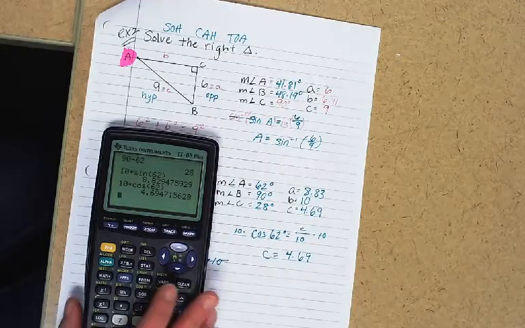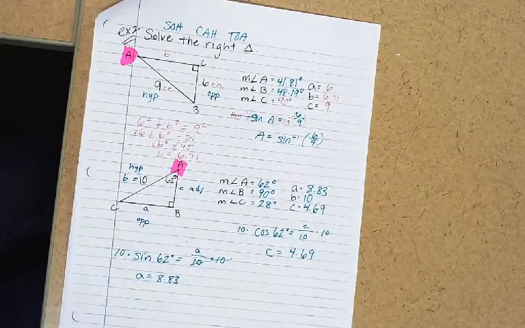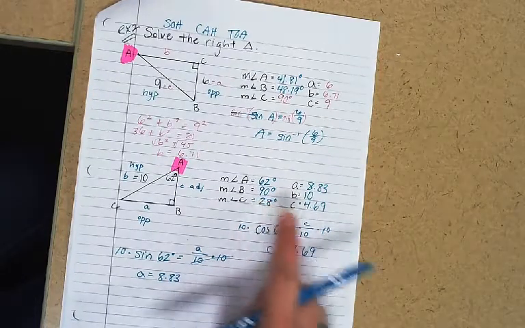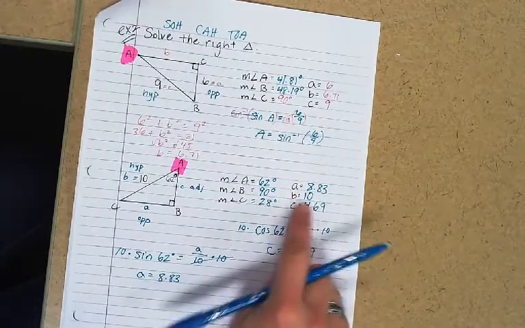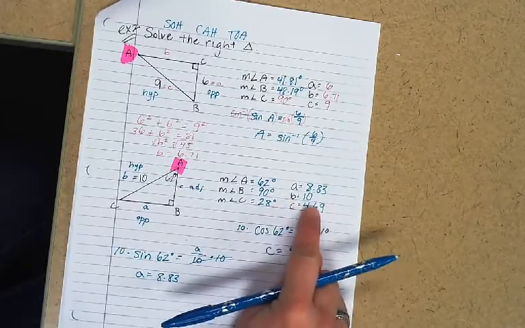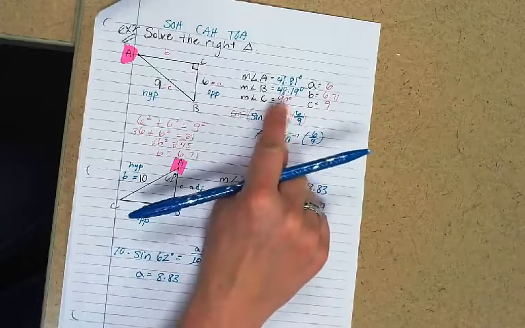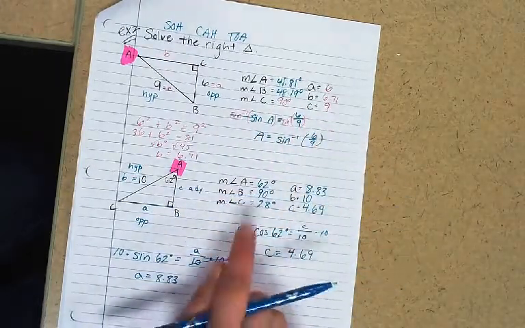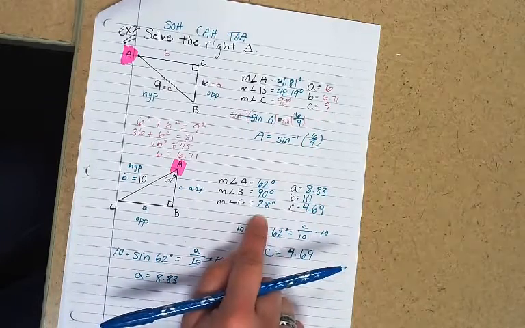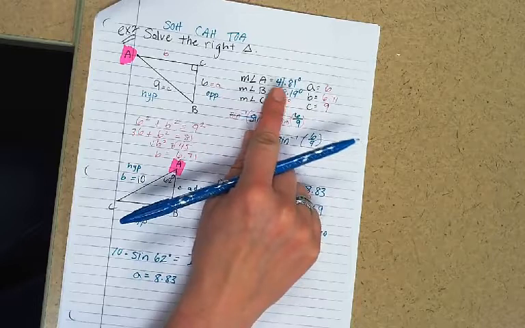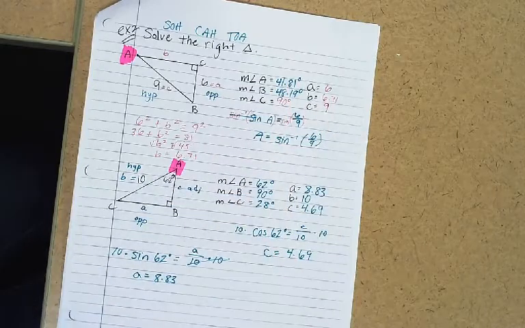One thing to look for when you're solving right triangles is that the largest angle should be opposite the largest side. 90 is the biggest, 10 is the biggest. Same with here. 90 is the biggest, 9 is the biggest. The bigger angles have the bigger sides. And then 28 is the smallest, 4 is the smallest side. And here on the other triangle, 41 is the smallest angle, and 6 is the smallest side.